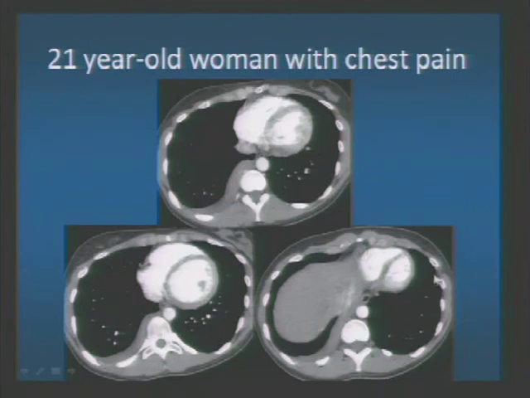The next case is a 21-year-old woman with chest pain. She presented with pleuritic right-sided chest pain and has this right paravertebral mass with a small right pleural effusion. So neurogenic tumors were included in the differential diagnosis, possibly extramedullary hematopoiesis, lymphoma. The disc space looked normal, so it wasn't thought it was a disc space abnormality. This was an outside hospital study.